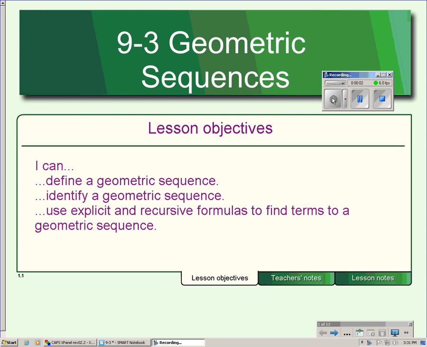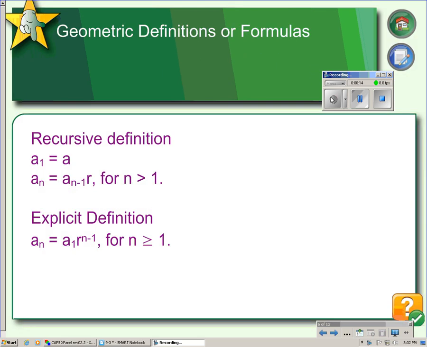This is lesson 9.3, part 2. In this second part, we will use the generic formulas for explicit and recursive to write formulas for geometric sequences. Okay, so these are the formulas. You should have written them down on the previous video.